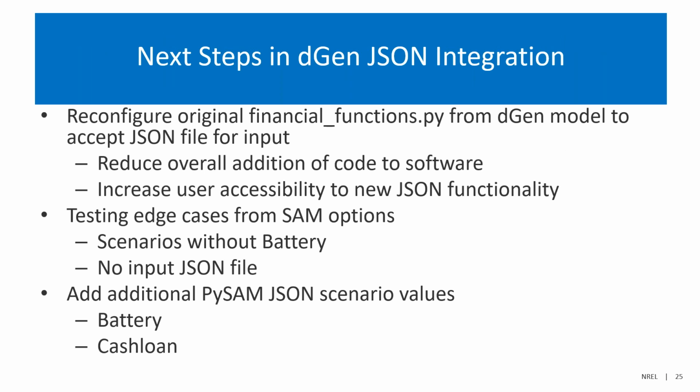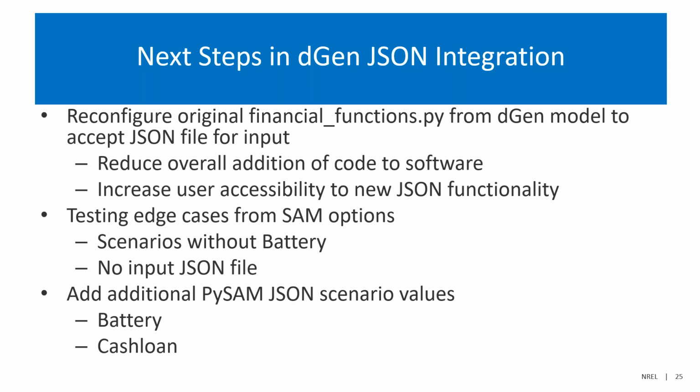So the next steps that we are anticipating for this integration is to reconfigure the original Dgen financial functions Python file to now accept a JSON input, or to default back to what it was doing before if the user does not give us a JSON input. This way, we're reducing the overall addition of code to our software, and also keeping user accessibility at the front of our integration here.